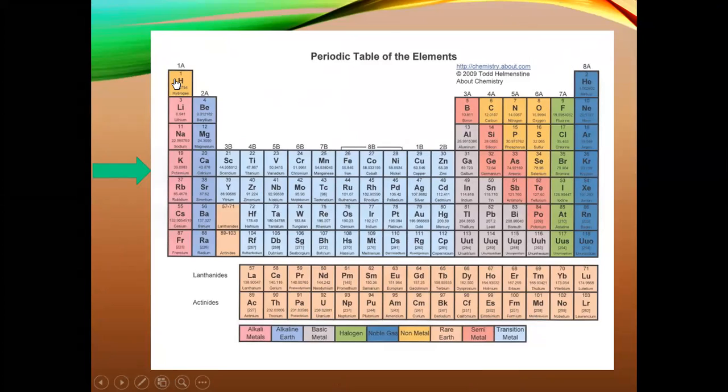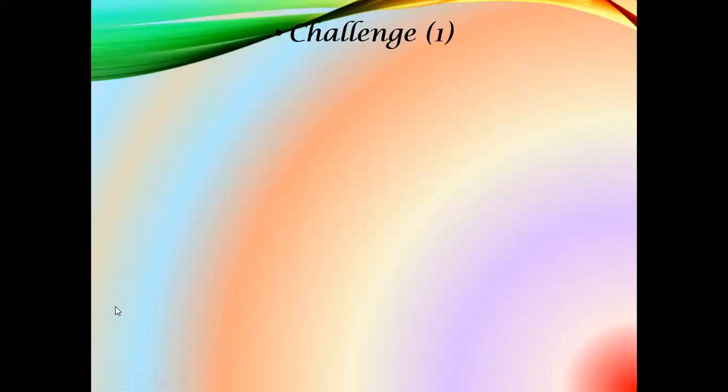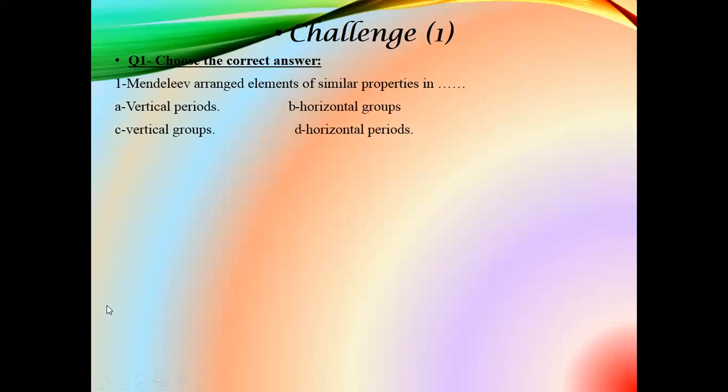Here are the main points: 118, 92 natural, and also 7 periods, 18 groups, and there are lanthanides and actinides below the table. Let's answer some questions in this small challenge. Choose the correct answer. Mendeleev arranged elements.